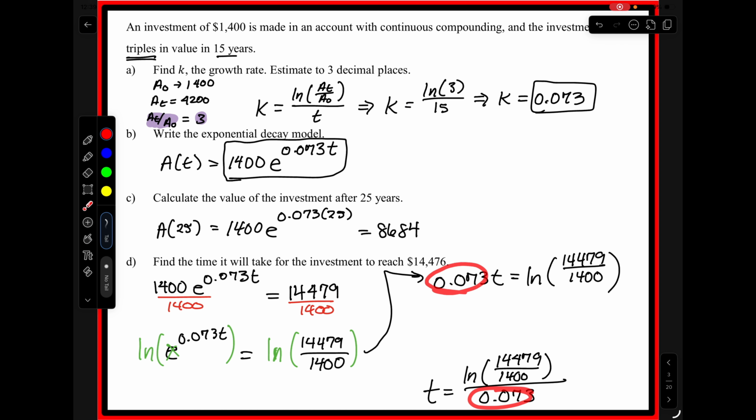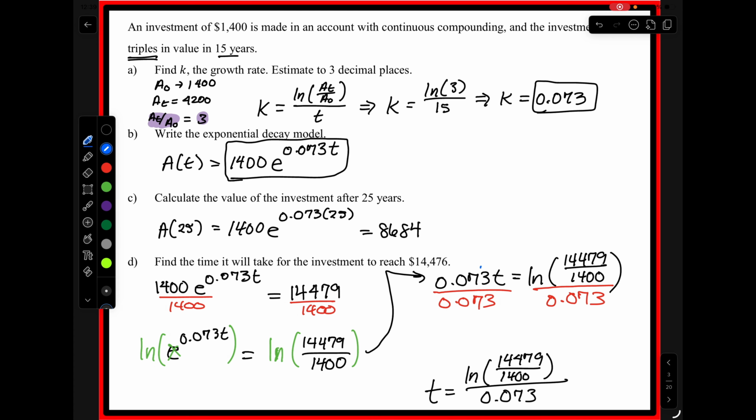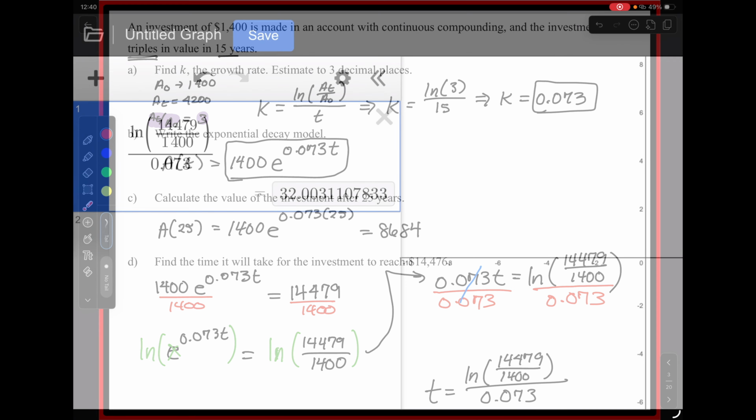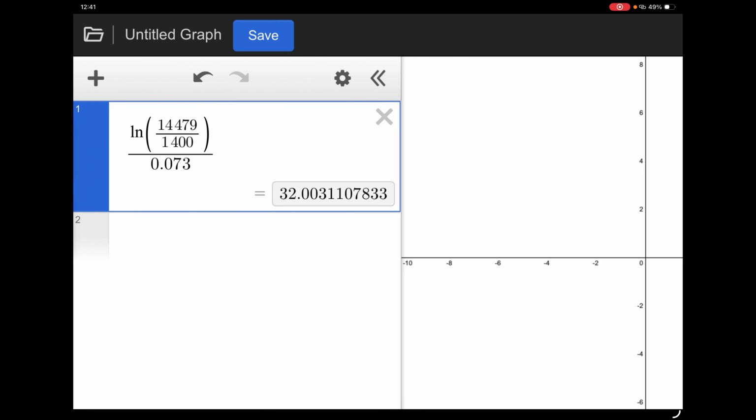Well, that number comes from right there. So we're going to divide both sides by 0.073, and we get our solution. So that eliminates that, and t equals to this, as you see there. The only thing left to do now is to plug it into decimals and see how many years that actually is. And there is our answer.